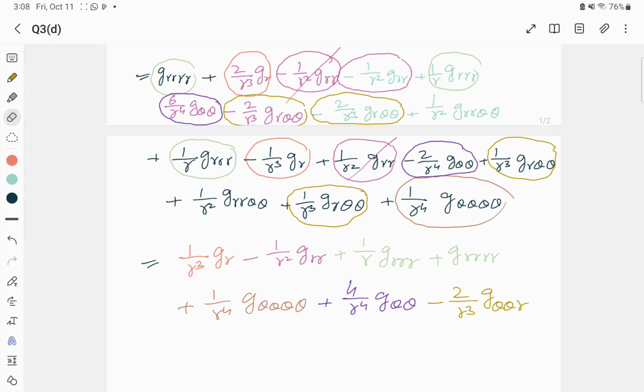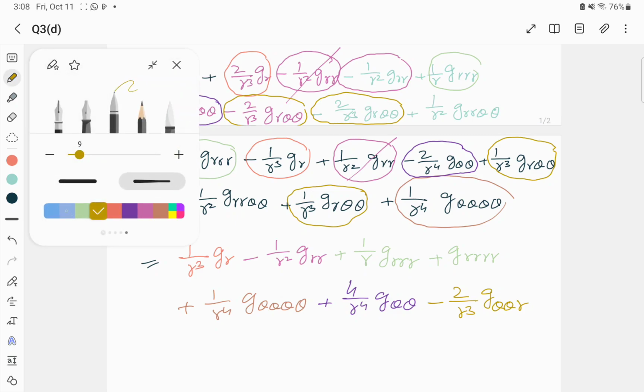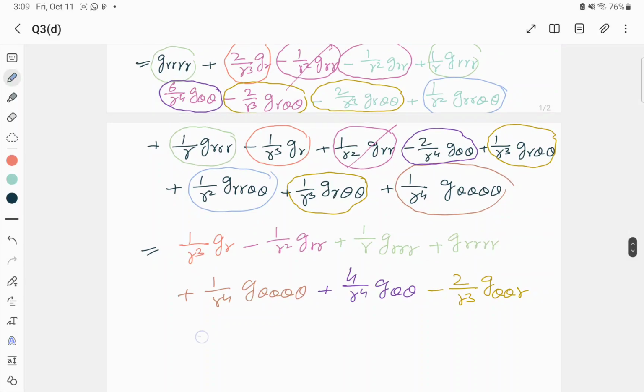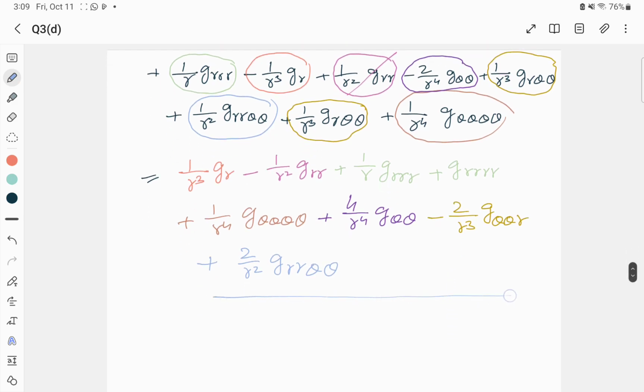It's 4 thetas, then 2 thetas, then 2 thetas and r, and lastly I think we are only left with the terms which have double r and double theta. So let's try to find those terms. Here is a term 1 over r squared g double r double theta, 1 over r squared g double r double theta, and that's it. So that will be 2 over r squared g double r double theta. That's it. This was the required expression. We were looking for the square of the dot product of the gradient.